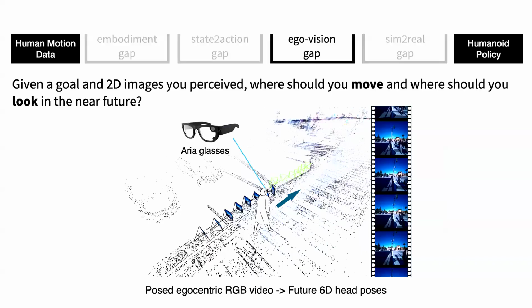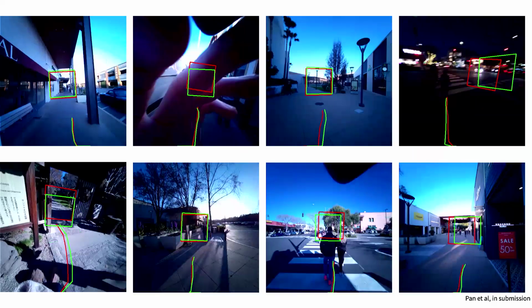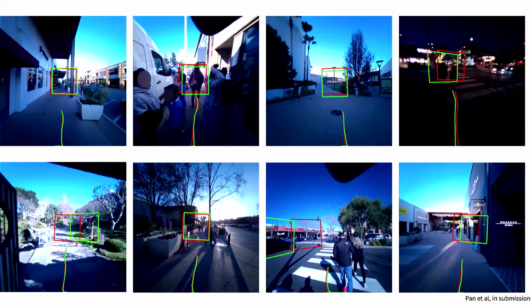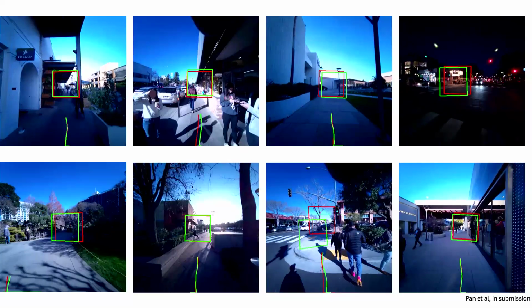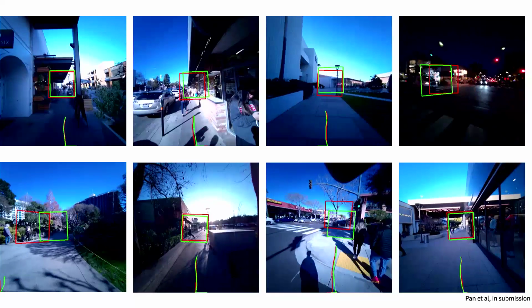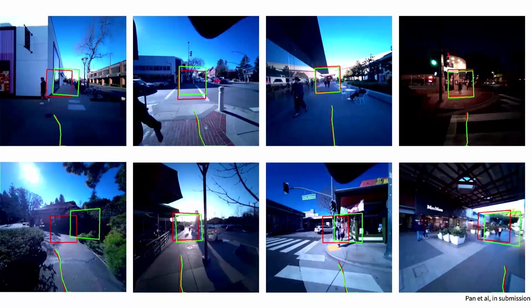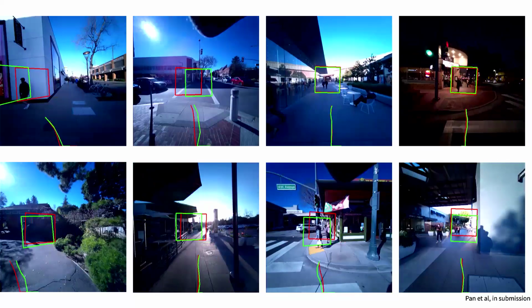So this is what we did, and this is the prediction of, given what you just perceived in the last half a second, where your head is going to be, and where the head is oriented. So basically 6D head position, that's what we propose.